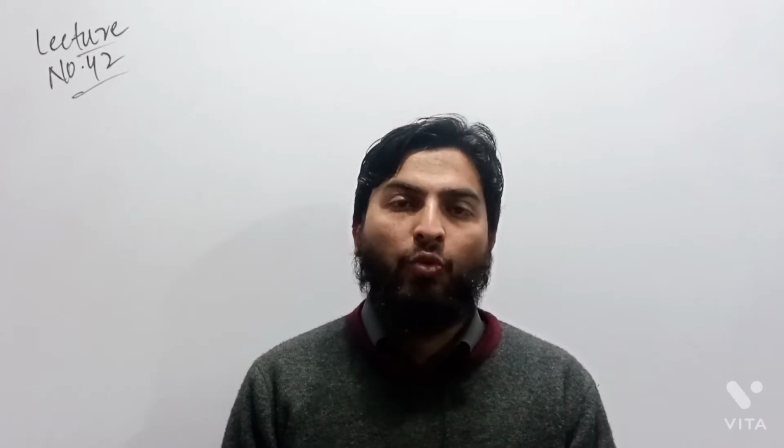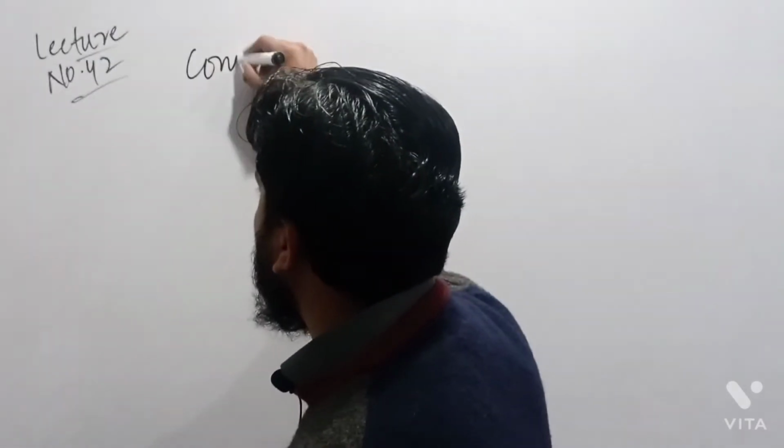Dear fellows, today I'm here with you for lecture number 42. Lecture number 42 is about two other types of subject. One is called compound subject, while the second one is called complex subject. What do we mean by compound subject?